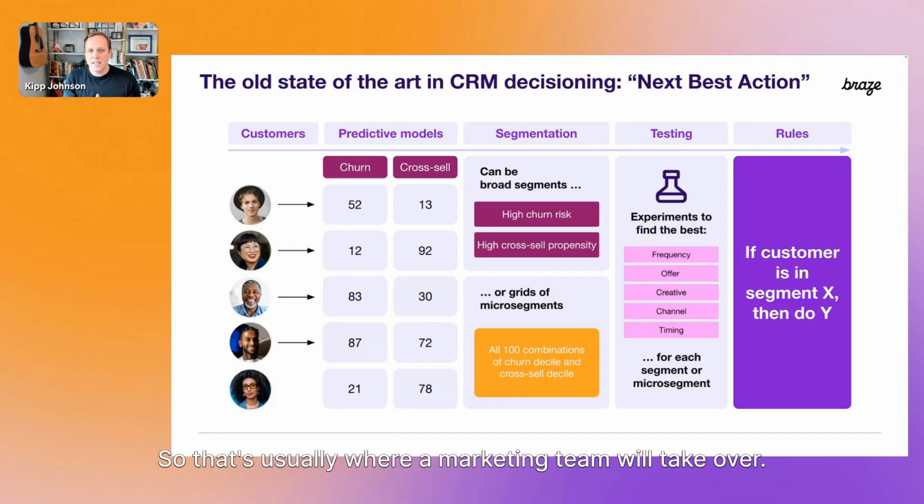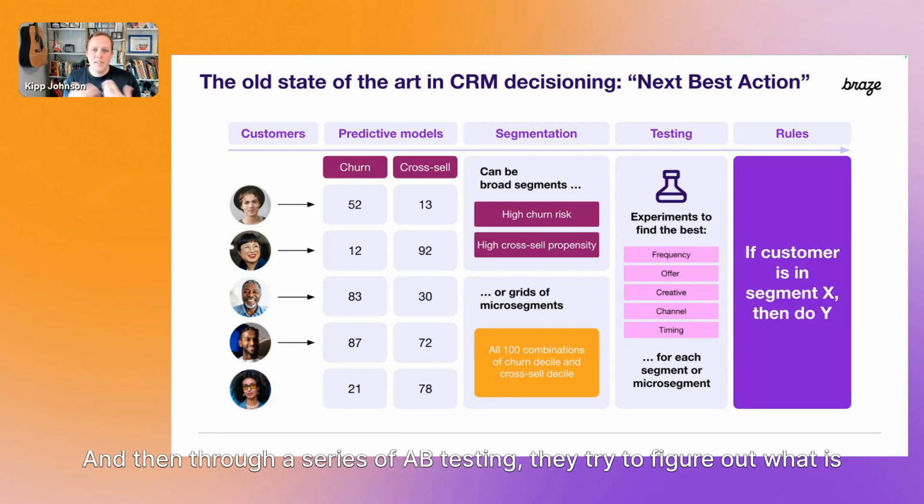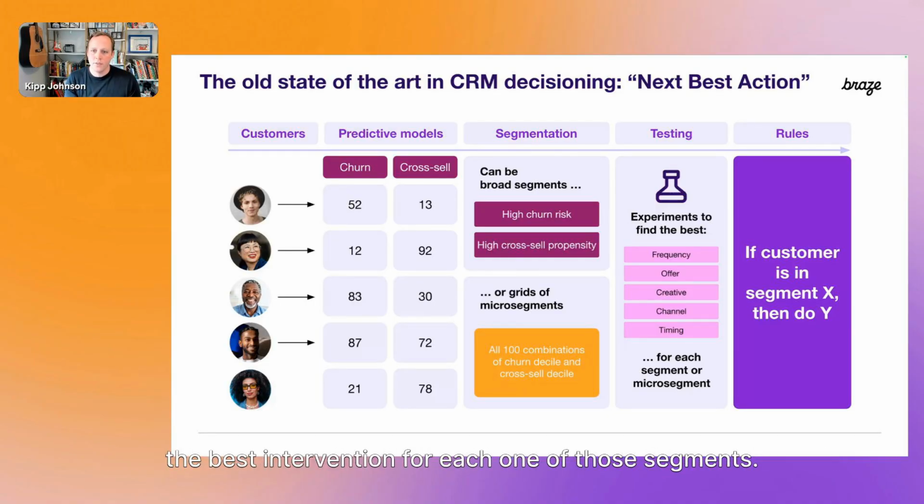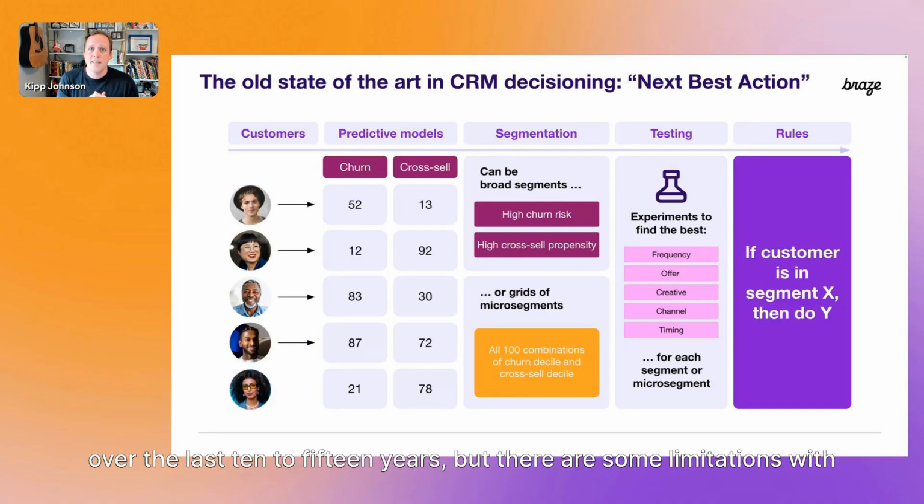So that's usually where a marketing team will take over. They'll have hypotheses that they go and test, and then through a series of A/B testing, they try to figure out what is the best intervention for each one of those segments. And as they learn those insights, they start encoding those into rules or journeys in order to try to capitalize on those insights. This is a system that has driven a lot of value for a lot of enterprises over the last 10 to 15 years, but there are some limitations with this approach.